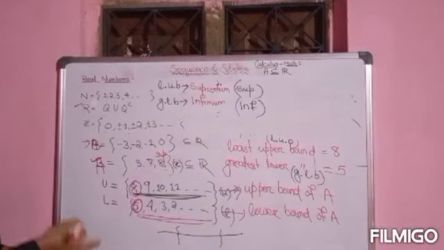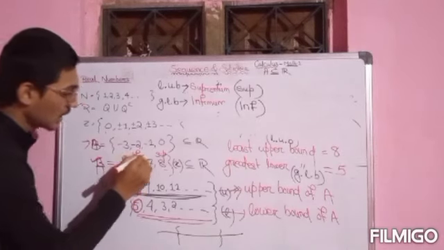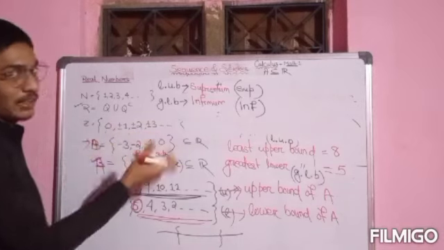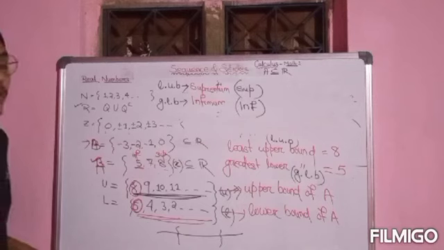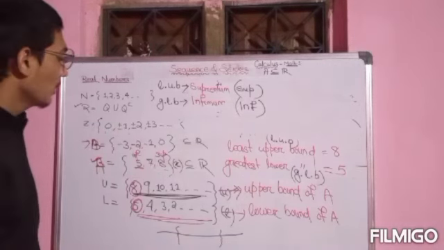And what is the infimum here? My infimum is 5. Clear? Okay. So can you tell me which is the supremum and infimum in this set? In this set, you have to find the upper bounds. What are the upper bounds for this set? For the set B, what are the upper bounds?